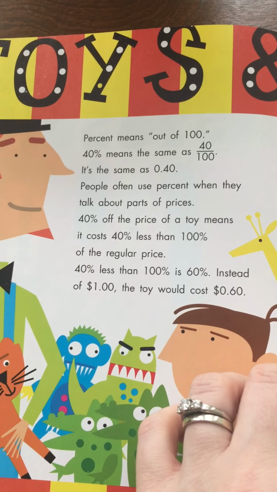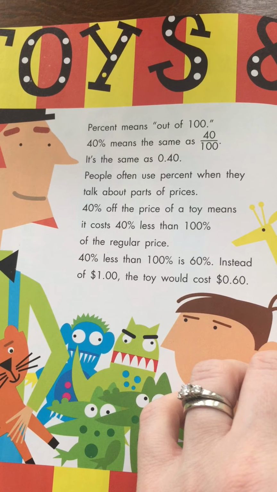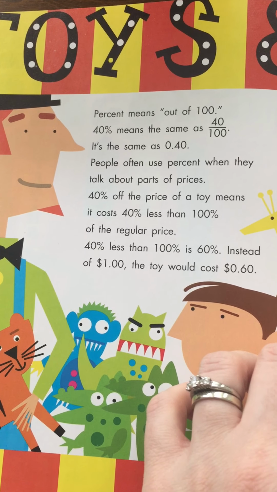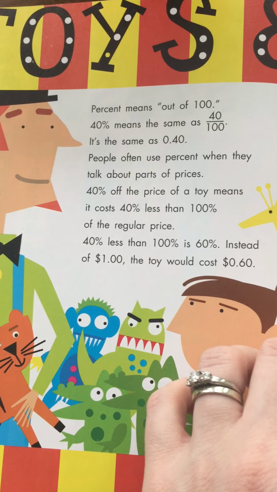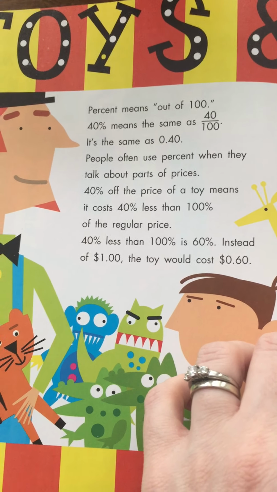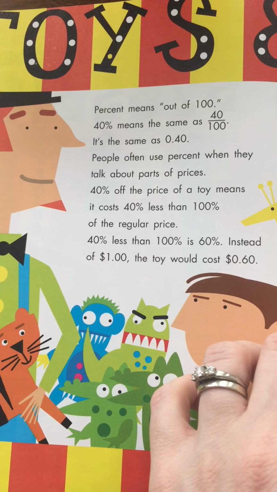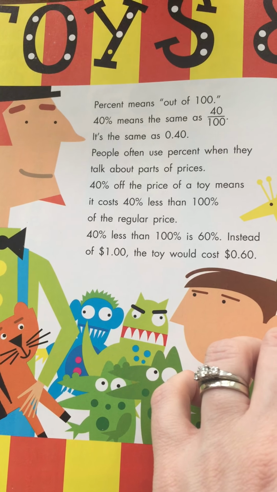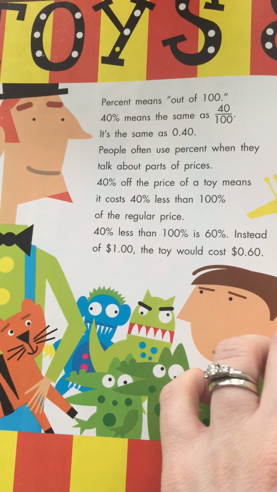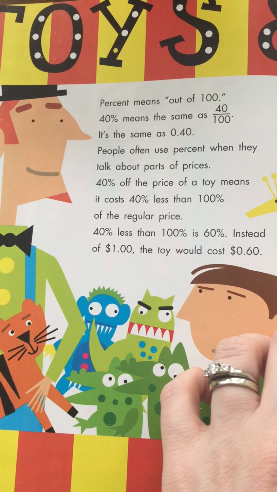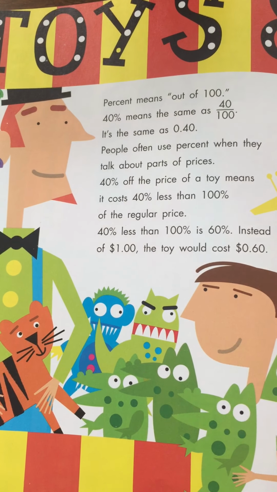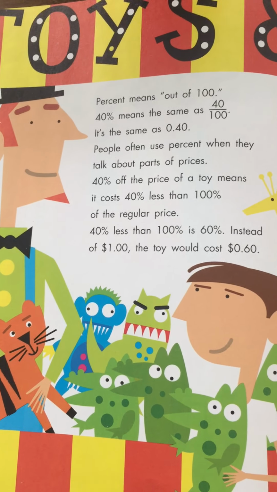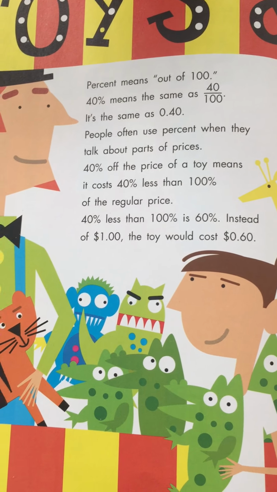Percent means out of 100. 40% means the same as 40 over 100. It is also the same as 0.40. People often use percent when they talk about parts of prices. 40% off of the price of a toy means it costs 40% less than 100% of the regular price. 40% less than 100% is 60%. Instead of $1, the toy would cost 60 cents.